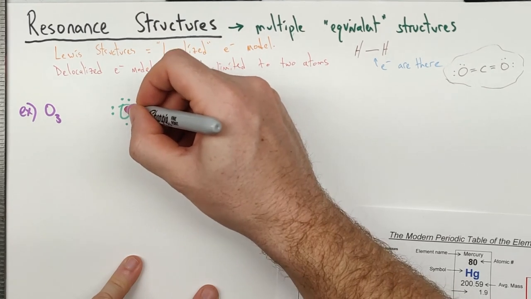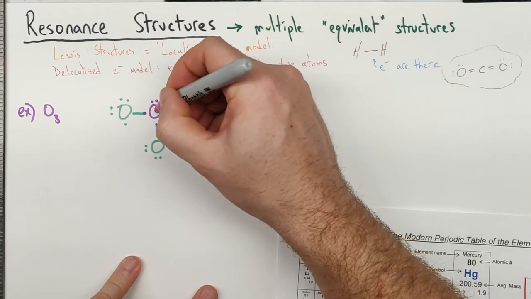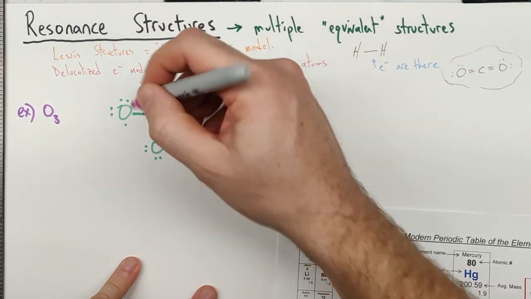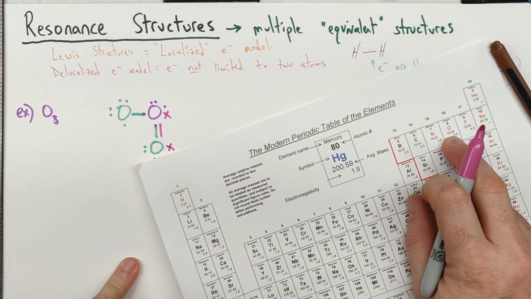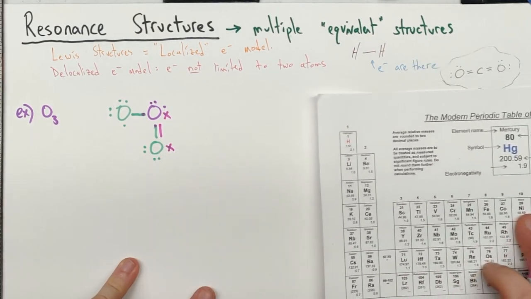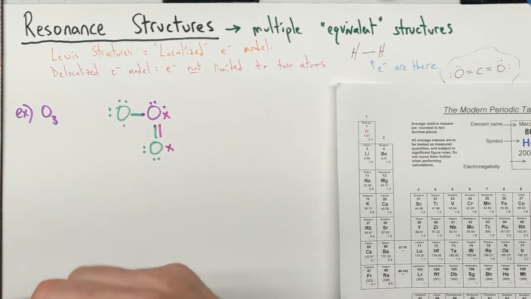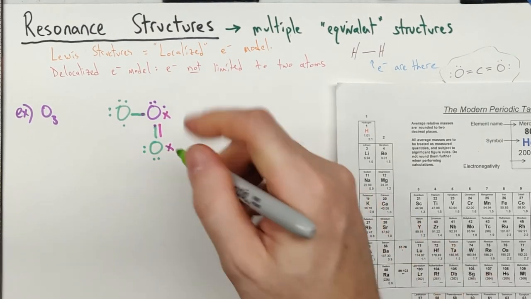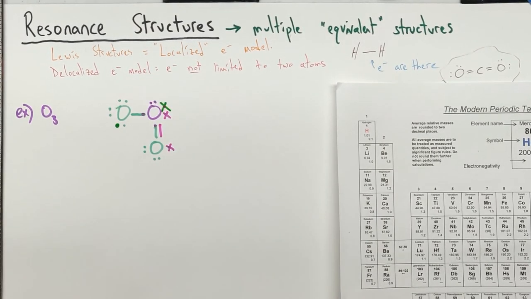And this oxygen didn't change: 2, 4, 6, 7. But I want you to consider for a moment that this now has an extra electron, and it can't break the octet rule because it's in period 2 of the periodic table. It doesn't have a d sublevel. So we're going to need to get rid of that extra electron. The good news is we have a place that needs an electron, and that is over there.